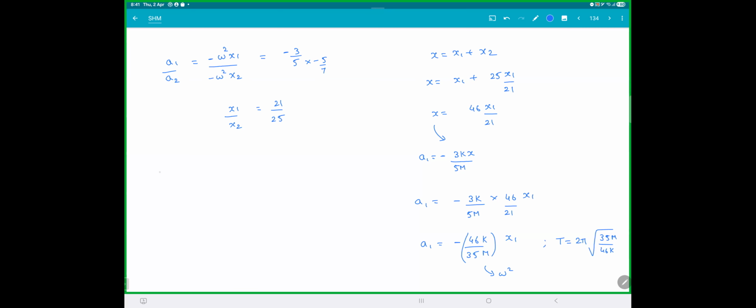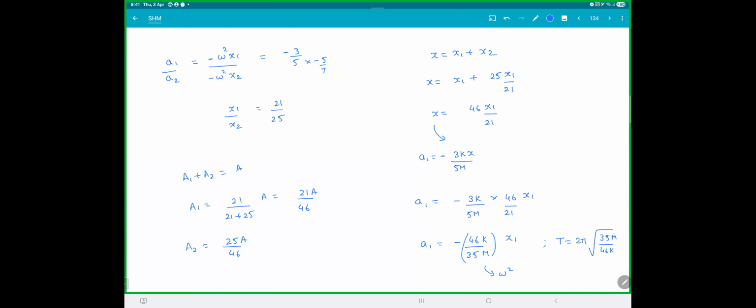And for amplitude, we also know A1 plus A2 must be equal to the total amplitude A. And they will be in that same ratio there. So A1 will be 21 by 21 plus 25 into A, 21A by 46. A2 will be 25A by 46. Clear with this?